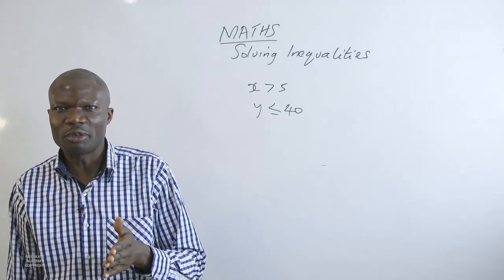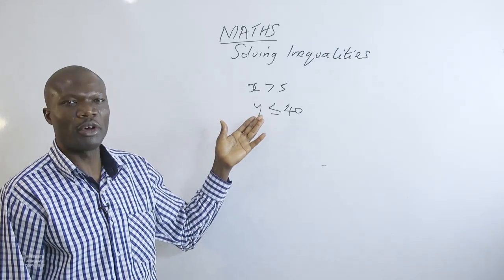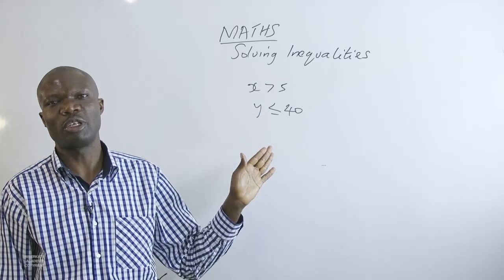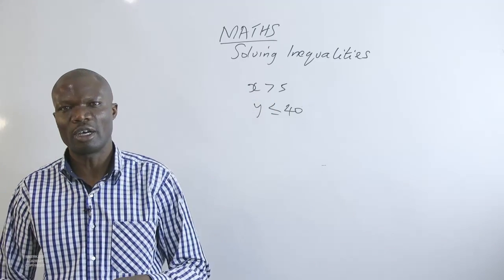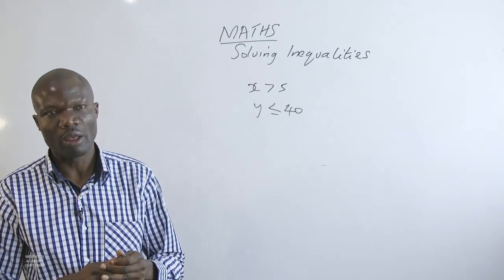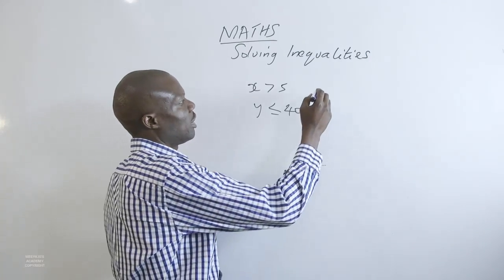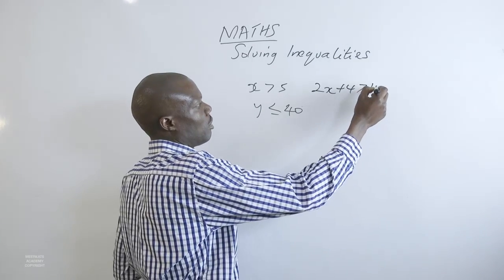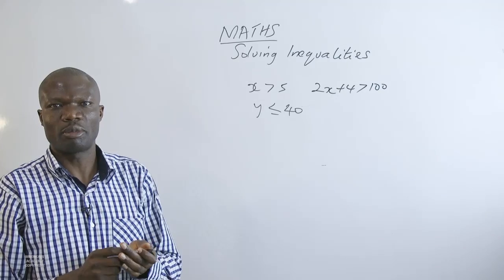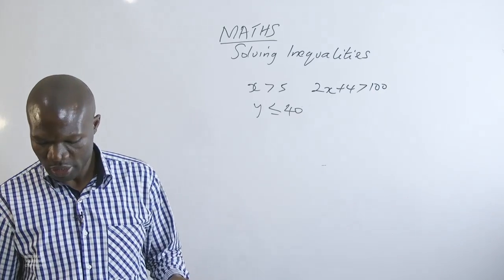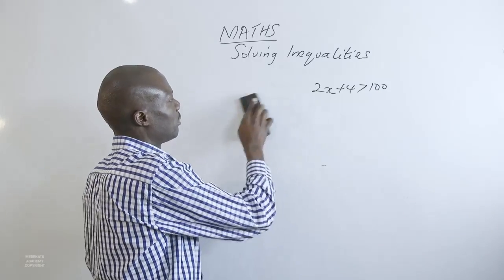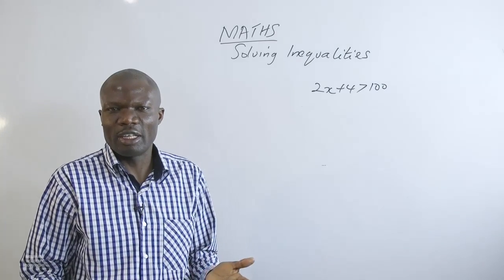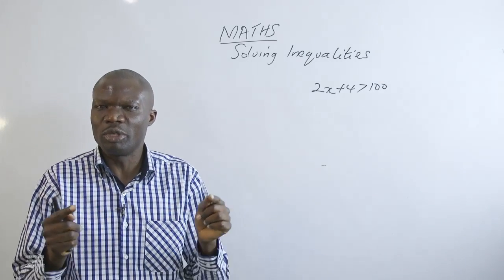This is a straightforward inequality of which we can assign the values. The solution of this inequality for x is simply all the values that will make this inequality true. But sometimes you'll find an inequality like 2x plus 4 is greater than 100. Now, this one, we cannot just say the value of x is this. It needs to be solved.